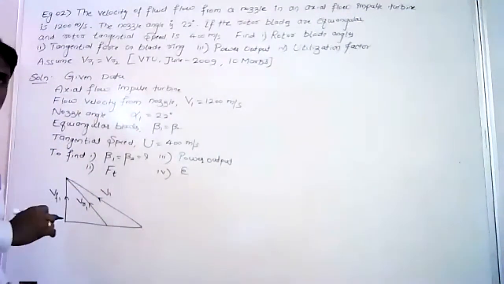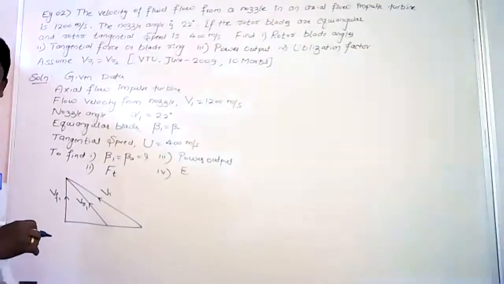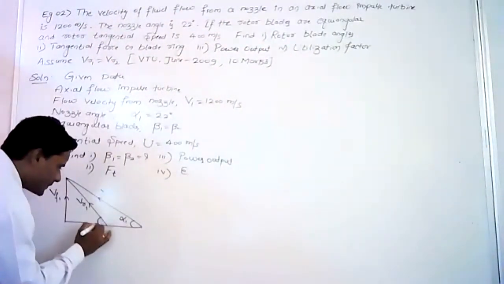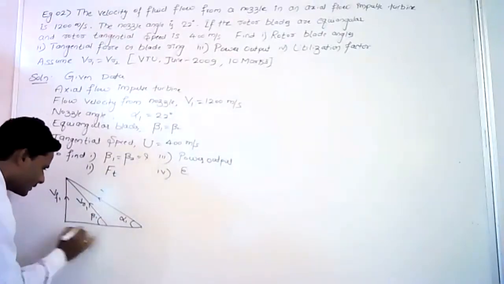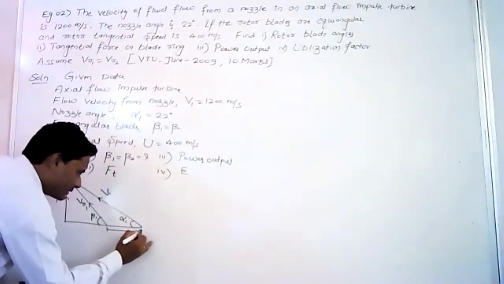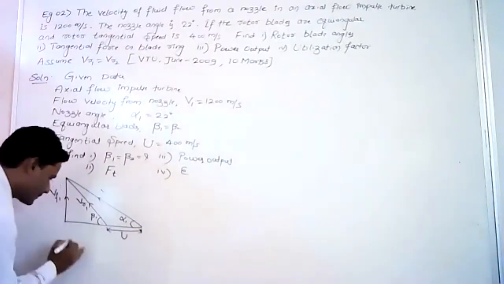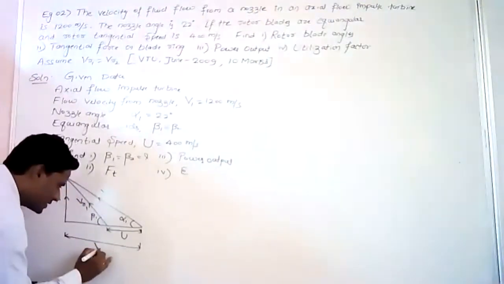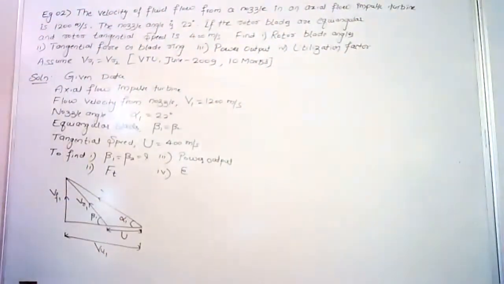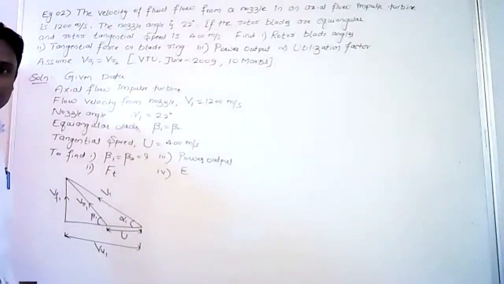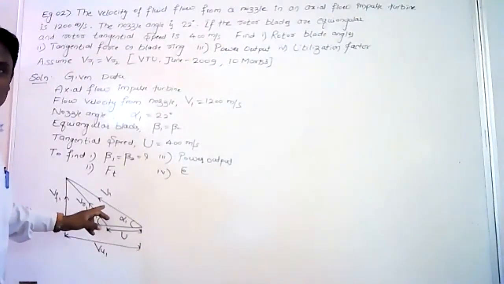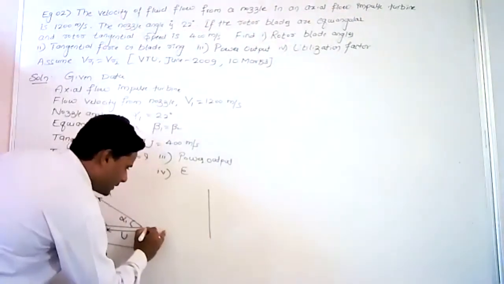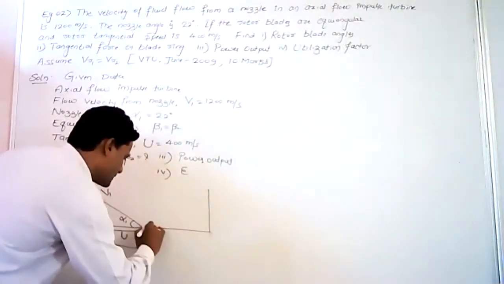The corresponding angles are alpha 1 and beta 1. This vector is U, the tangential velocity of the blade, and this complete vector is the tangential velocity component, that is VU1. This is the inlet velocity triangle. Now the corresponding outlet velocity triangle is this.